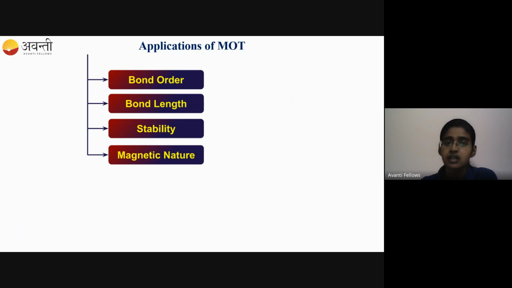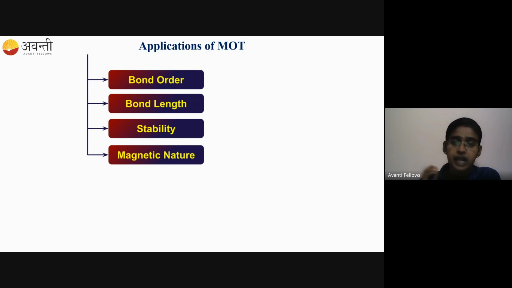So all these 4 parameters can be found out from molecular orbital theory. In VSEPR theory and valence bond theory, if you have noticed, we did not get any information regarding the stability, bond length, magnetic nature and all, right? Yes or no? Those theories didn't explain anything about these 4 parameters. They just spoke about the shape of the molecule. VSEPR theory gave the shape and geometry of the molecule, right? Valence bond theory also the same thing. It just gave the structure of the molecule. They don't talk about the stability.